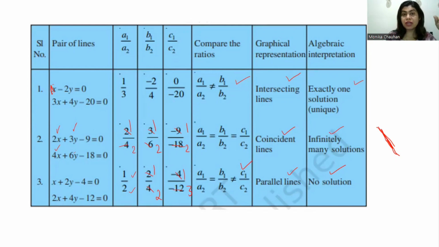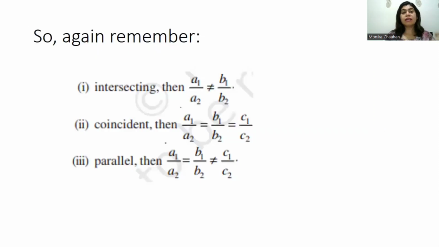So something very, very important you have done. And now you need to practice more such pairs of linear equations so that you can interpret what the graphical representation is and what the algebraic interpretation of it is. So this is what you all have to remember.